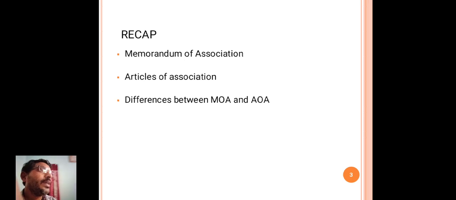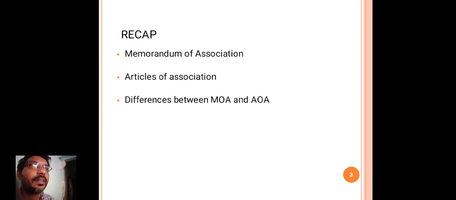The matter in the MOA is divided into classes. It means it contains classes. And the AOA contains rules and regulations divided into paragraphs and clearly mentioned.